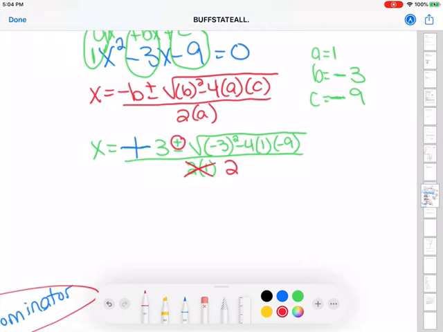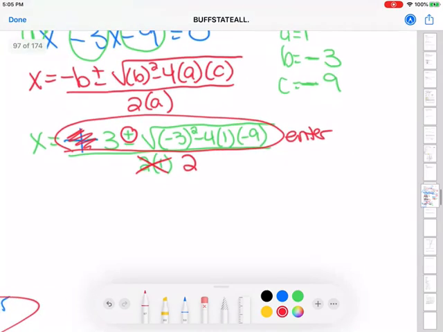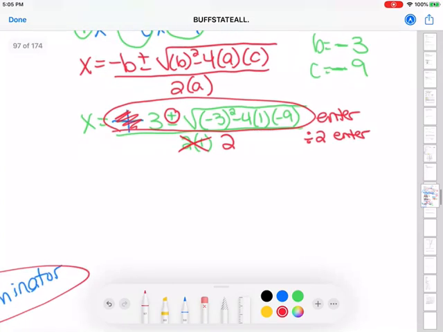So in your calculators, you are going to type in just what's on the top. You don't even need this plus sign. Just start at 3 plus the square root of parentheses negative 3 squared, with the parentheses after the negative 3 as well, minus 4 times 1 times negative 9, and you're going to press enter. Now that's going to get you a yucky decimal. Don't worry about the yucky decimal for now. You are just going to then continue on by plugging it in, divided by 2, and pressing enter again.